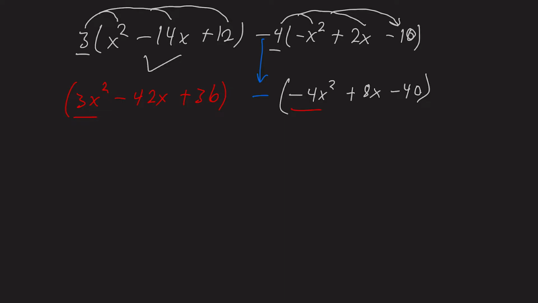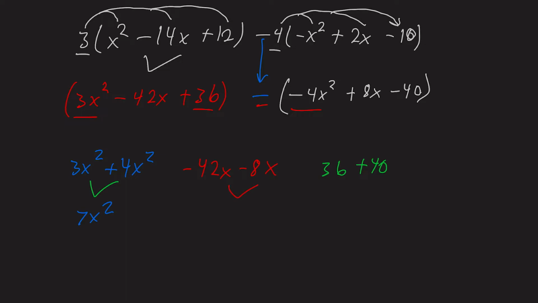We match up everything that has the same relationship to x. So let's do that. First we have our 3x squared minus our negative 4x squared. Then we have our negative 42x minus our 8x. And then we have our 36 minus our negative 40, which is going to go to 36 plus 40. So we're going to simplify all of these. This is going to become 7x squared.